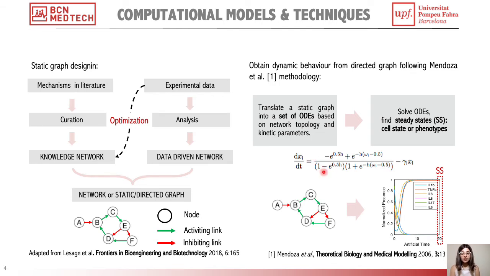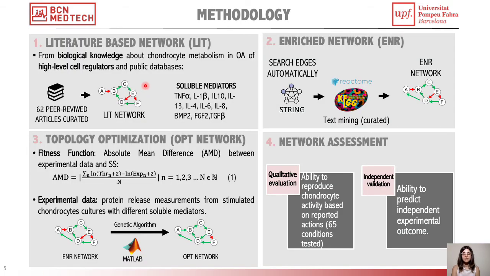The system, when it's solved numerically, reaches a steady state, which can be extrapolated to cell state or cell phenotype. Indeed, these steady states can change according to the imposed initial conditions. Then they become a very useful tool to explain dynamic cell behavior under different conditions, and that is why they are useful for calibration and validation purposes. The detailed methodology is explained here.